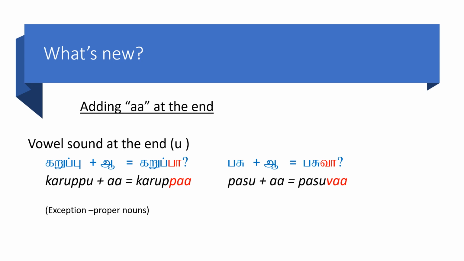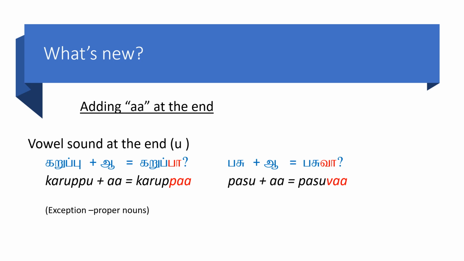Another example is madu. Ma is a long syllable. Du ends with U again. So it becomes mada. U disappears and becomes A. So du becomes da.